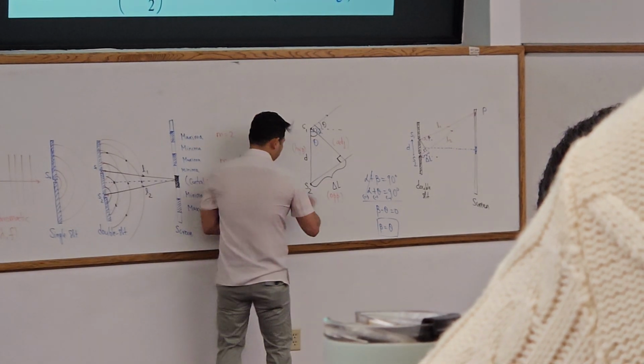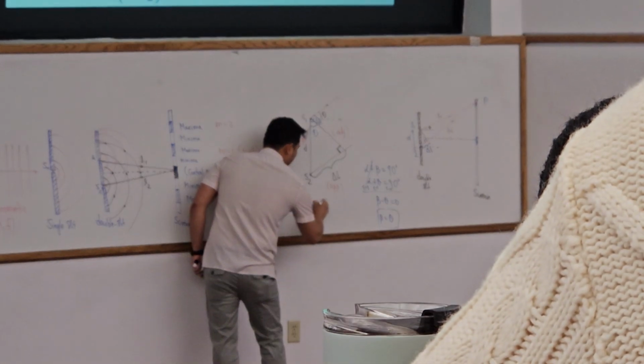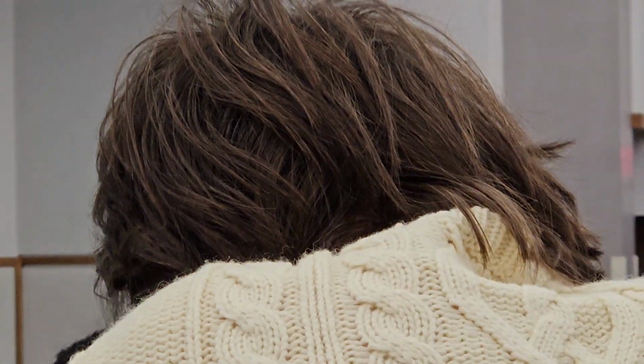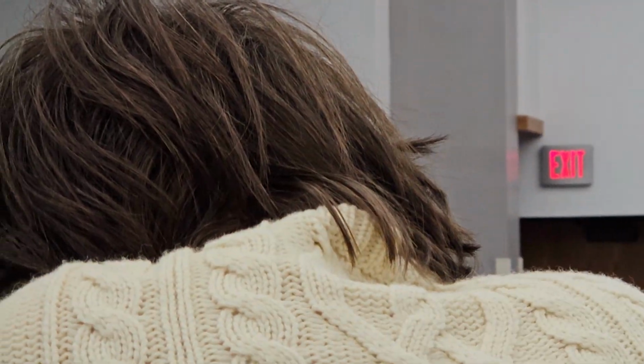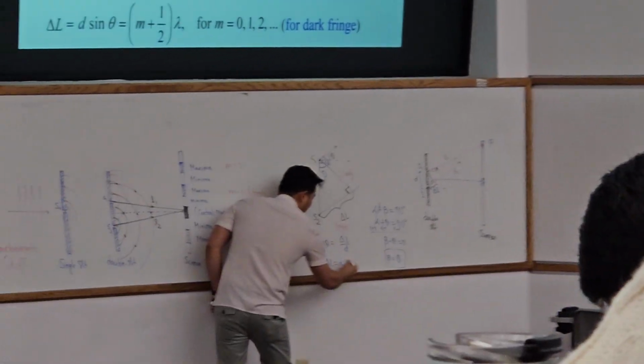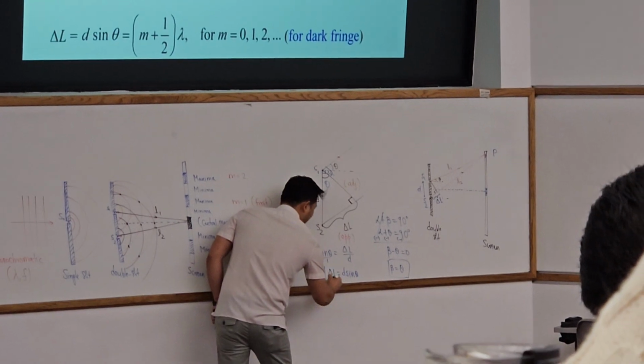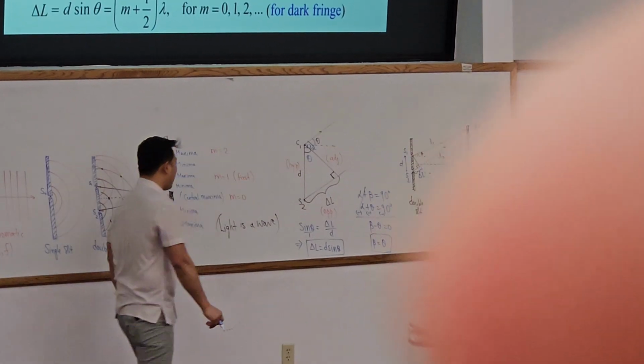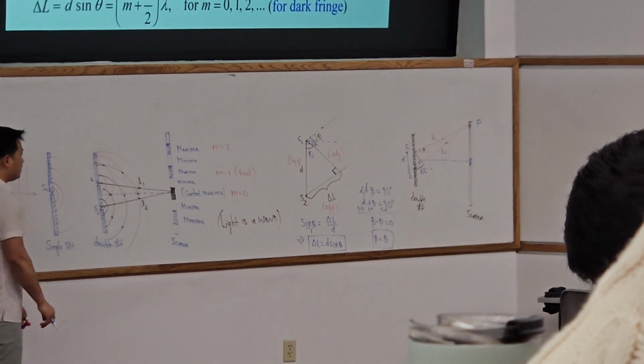Sine theta is equal to opposite divided by hypotenuse. It's delta L divided by D. If I want to get delta L, I have to do cross multiplication. It will be delta L equal to D sine theta. So from the geometry construction, I have delta L equal to D sine theta.